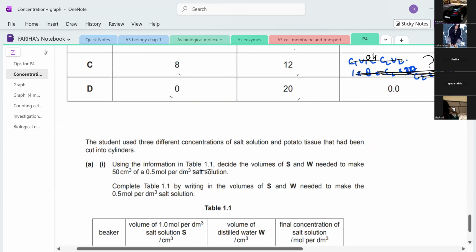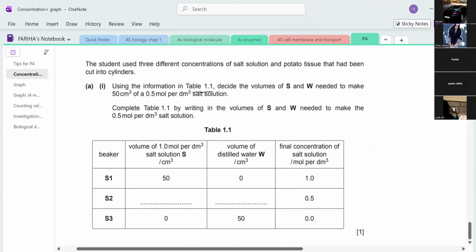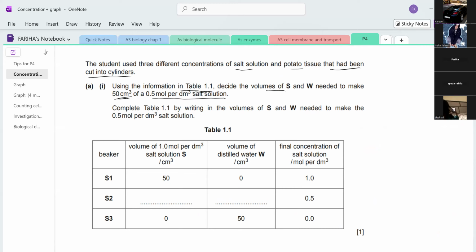Now, look at this question. The student used 3 different concentrations of salt solution and potato tissue that had been cut into cylinders. Using the information in table 1.1, decide the volumes of S and W needed to make 50 cubic centimeter of 0.5 mole per dm cube salt solution. Complete table 1.1 by writing in the volume of S and W needed to make the 0.5 mole per dm cube salt solution. So in beaker S1, the final concentration of salt solution is 1.0.